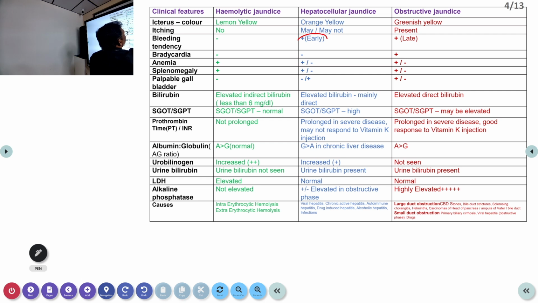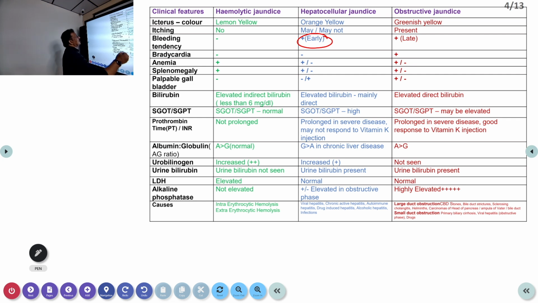That is very important. In the early phase itself you can see the bleeding tendency, because the liver is the one organ which produces our bleeding coagulation proteins. Now in obstructive jaundice, it is only in the late phase, because fat-soluble vitamin absorption, like vitamin K absorption, can be reduced in obstructive jaundice. That's why in the late phase they develop bleeding tendency. Bradycardia is mostly a finding of obstructive jaundice. That's a very important finding.